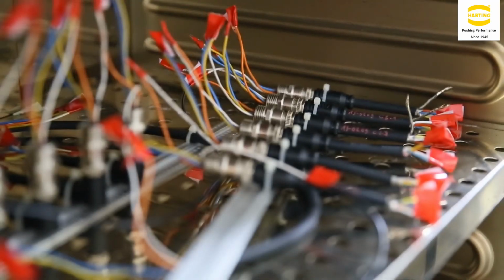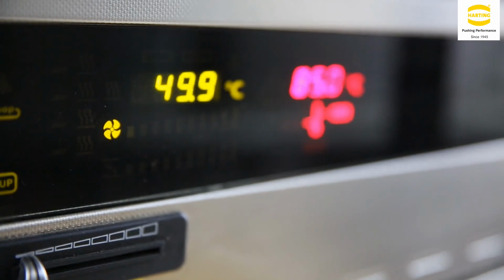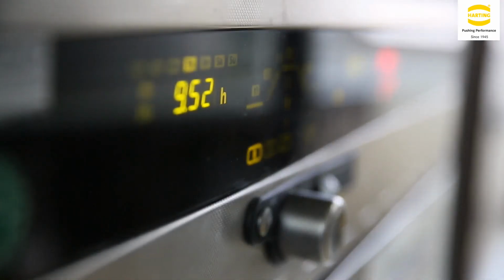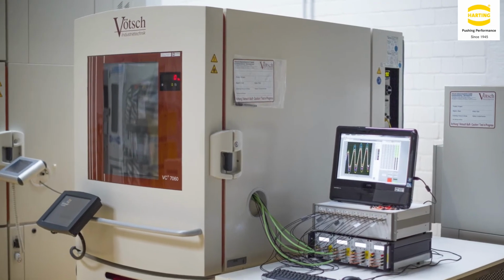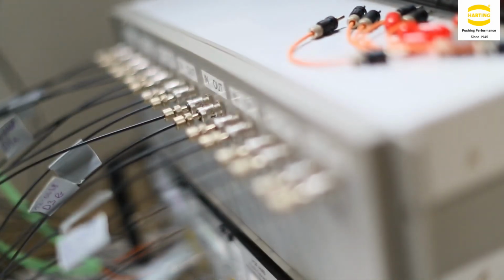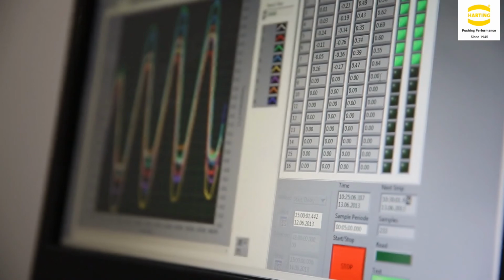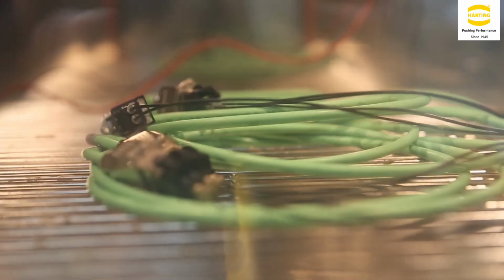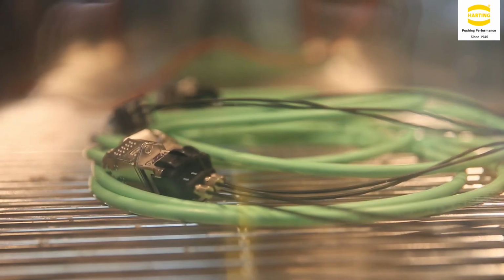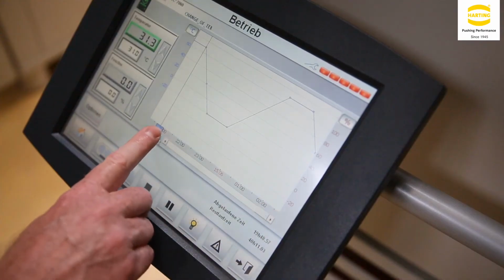We have climate chambers that will now combine a heat and a cold exposure and also add another stress with the humidity. All of these chambers have an outlet on the side, so during the tests we can monitor our specimens, we can take measurements, and we can also add another stress, for example, an additional electrical load.